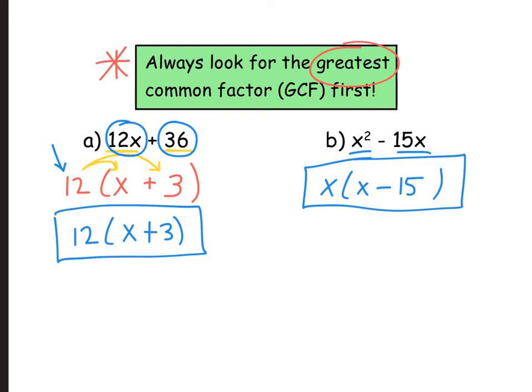Again, check it by distributing. And you can even check in your head, kind of distribute. x times x is going to get you the x squared. x times minus 15 gets you the minus 15x. And that thing, again, is factored.